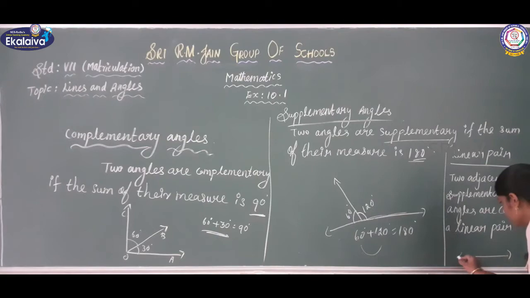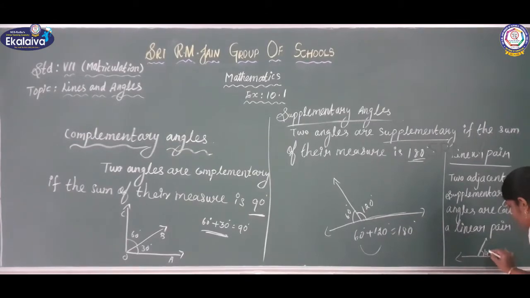See, look at this example. This is 45° and this one is 135°. When we add these two angles, 135 plus 45, what are you getting, children? 180 degrees. So these two are called a linear pair. Two adjacent angles, 135 and 45, are adjacent. So two adjacent supplementary angles are called a linear pair. Is it clear, children?